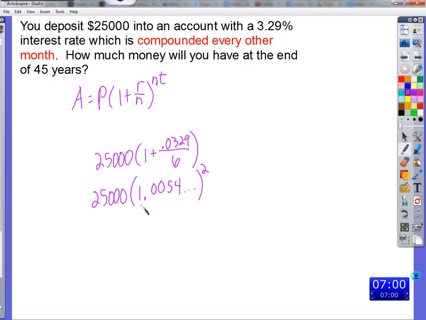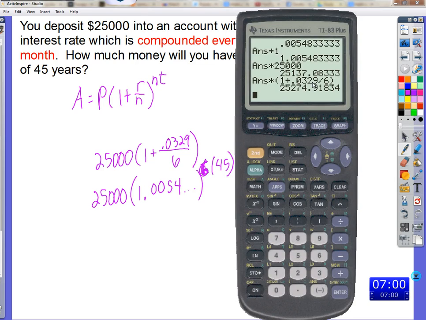How many times would I multiply 25,000 by this number for a year? Six. If it's every 2 months and I do that 6 times, that'll be 12 months, 1 year. And how many years go by? 45. So it's 45 years worth of 6 compoundings per year, a total of 6 times 45 times that we compound it. I'm going to multiply 25,000 by this, which is going to add up this little half a percent this many times. So I'm going to do that all at once. 25,000 times 1 plus 0.0329 divided by 6.